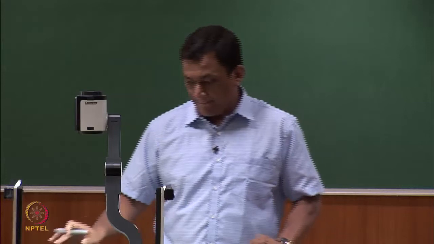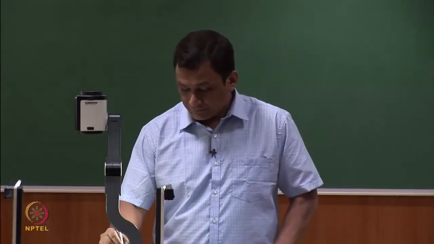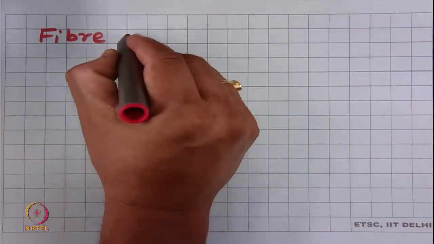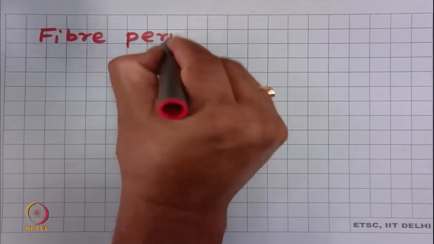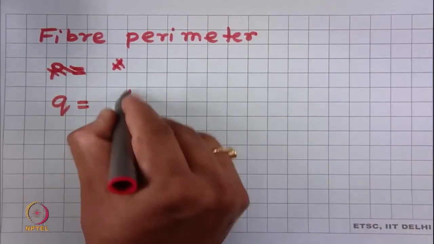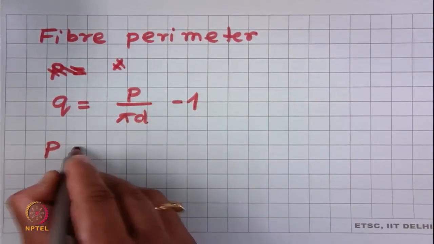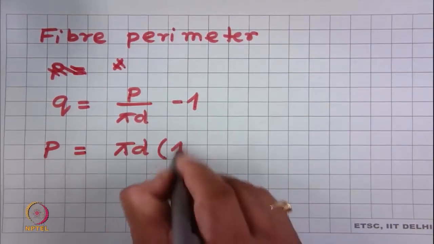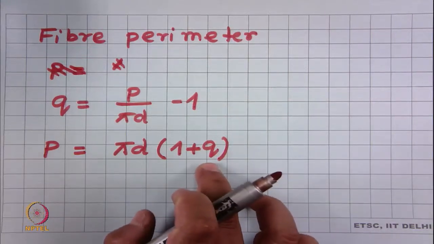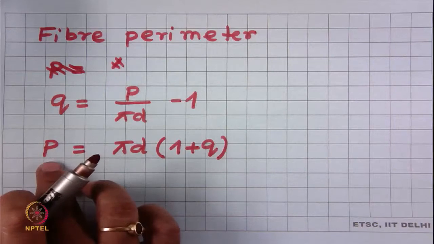Now, we talk about fiber perimeter. What we derived, Q is equal to P by pi d minus 1. So, we can write perimeter is equal to pi times d into 1 plus Q. If it is circular, then Q is equal to 0, and we obtain P is equal to pi d. If it is non-circular, Q will have a value. Accordingly, we can obtain the value of P.